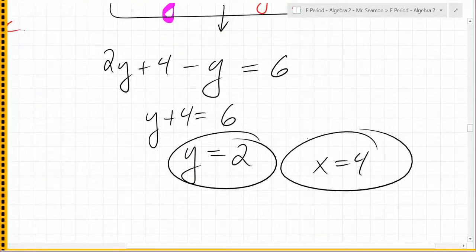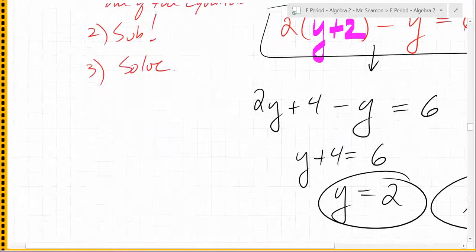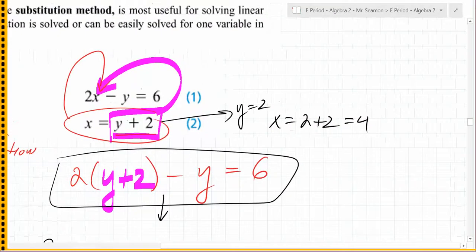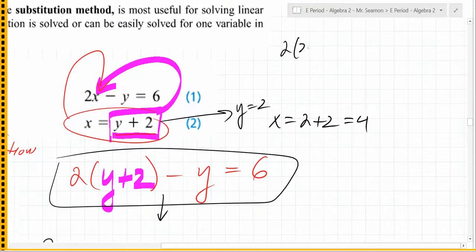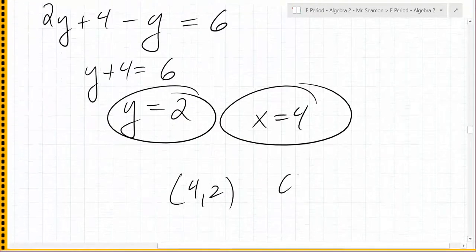What's the last thing you should always do? Check your answer. So we think the answer is the point (4, 2). Can we check that up here? Where's the system? 2x minus y. 2 times 4 minus 2. That's 8 minus 2. What is it? 6. So does it check? Yes, it does. What about 4 equals 2 plus 2? Is that correct? Yes, it is. So does this work? Yes. It does check.